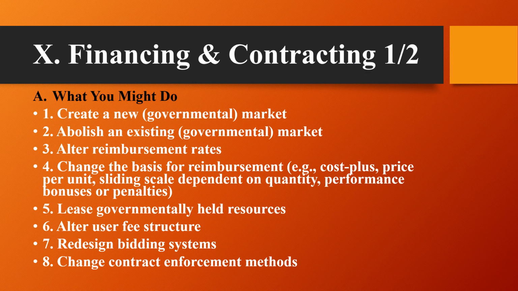Roman numeral 10, financing and contracting. A list of what you might do: create a new governmental market, abolish an existing governmental market, alter reimbursement rates, change the basis for reimbursement, e.g. cost plus, price per unit, sliding scale depending on quantity, performance bonuses or penalties. Lease governmentally held resources, alter user fee structure, redesign bidding systems.